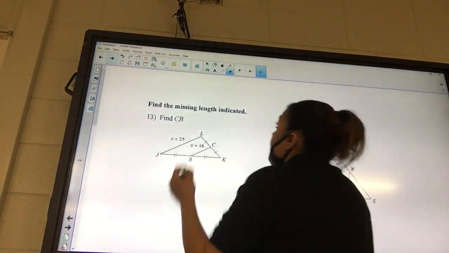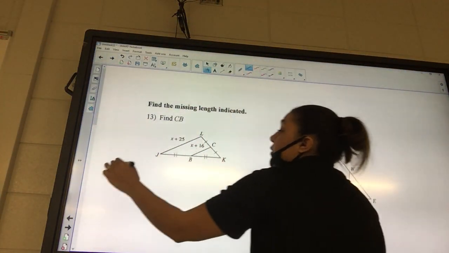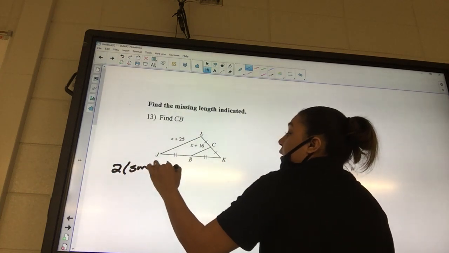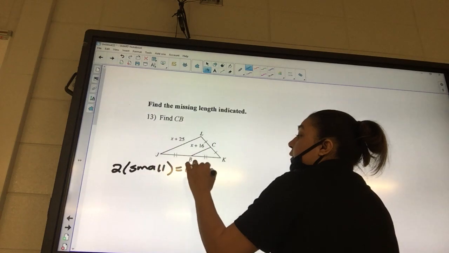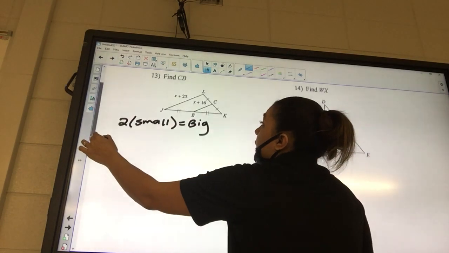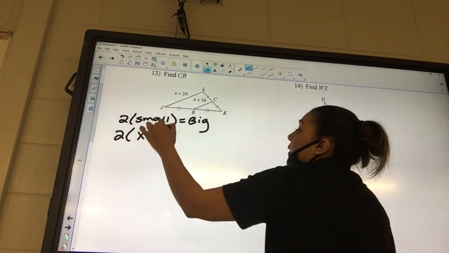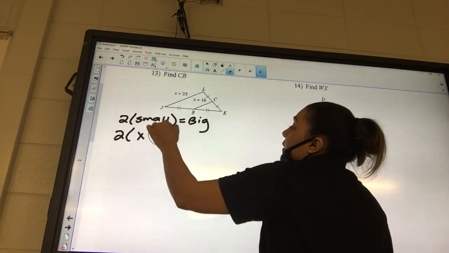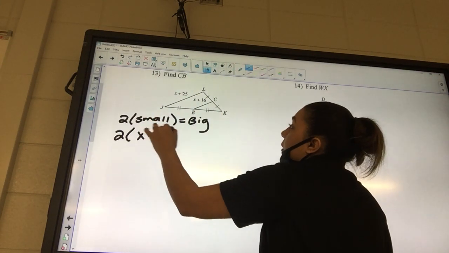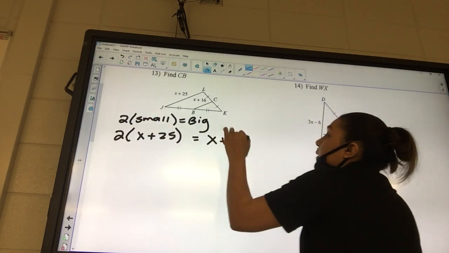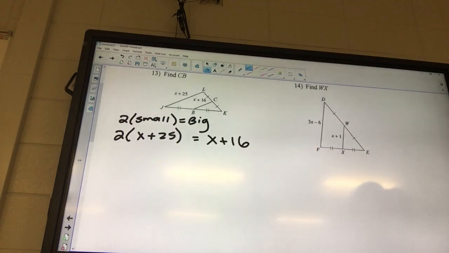So our general formula is 2 times the small equals the big. Okay, so you got 2 times x plus 25. I even said it, and I didn't write it. x plus 25 equals x plus 16. What did I do wrong?